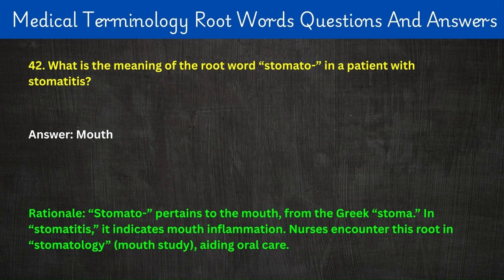42. What is the meaning of the root word stomato- in a patient with stomatitis? Answer: mouth. Rationale: Stomato- pertains to the mouth, from the Greek stoma. In stomatitis, it indicates mouth inflammation. Nurses encounter this root in stomatology, mouth study, aiding oral care.